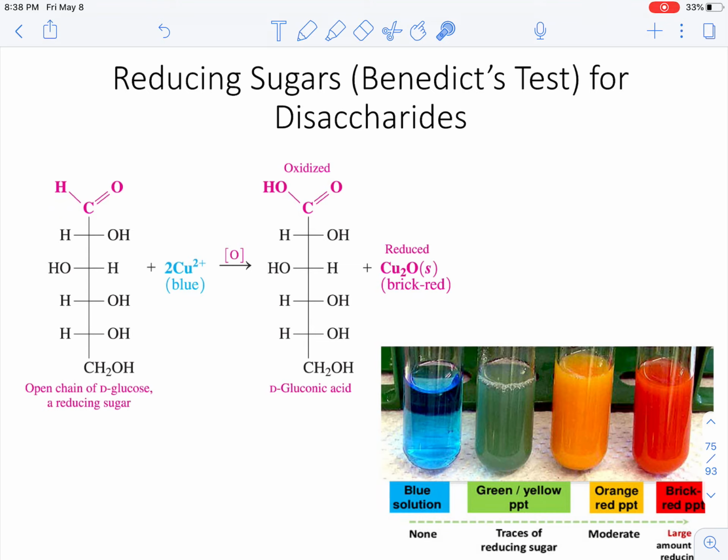Now, if your solution stays blue, then that means that your sugary solution will not be able to reduce the copper 2 plus. And since it cannot reduce the copper 2 plus, copper 2 plus will just stay blue. Okay.